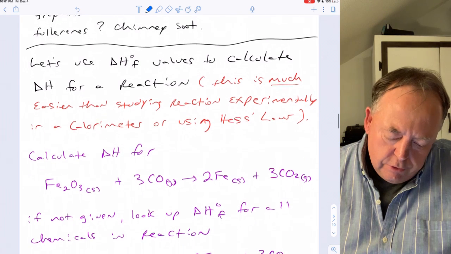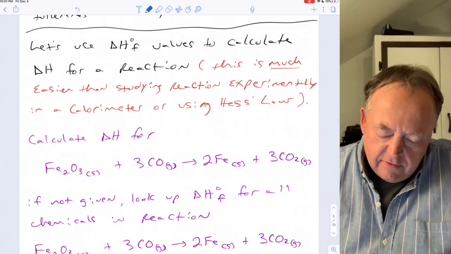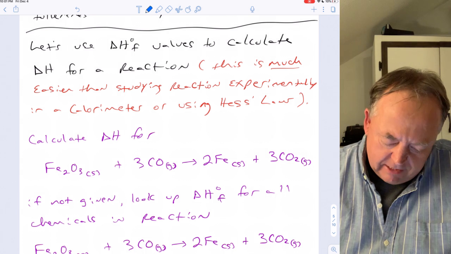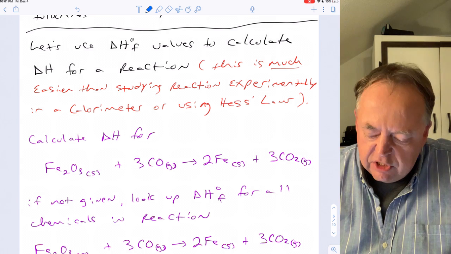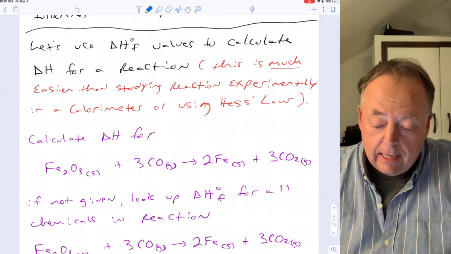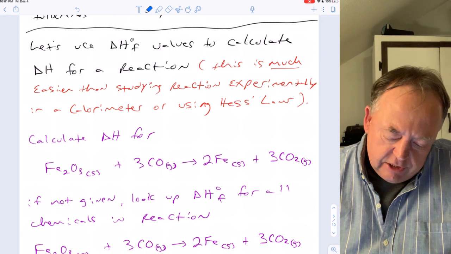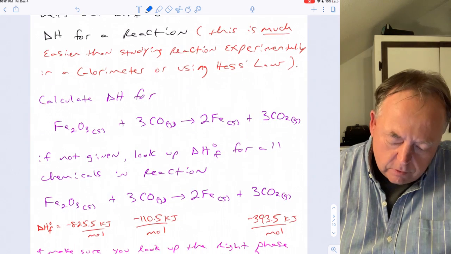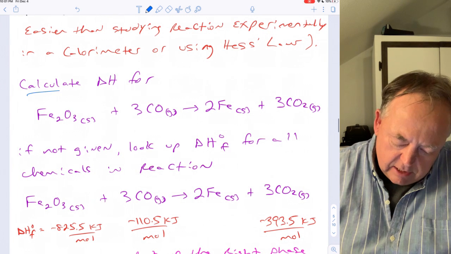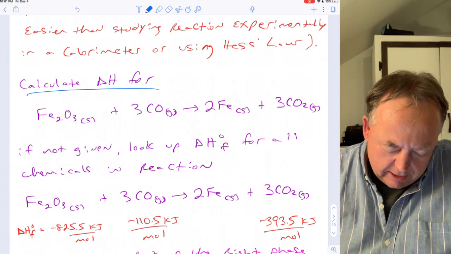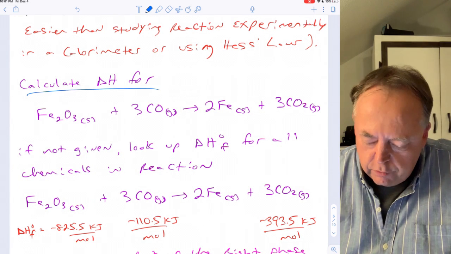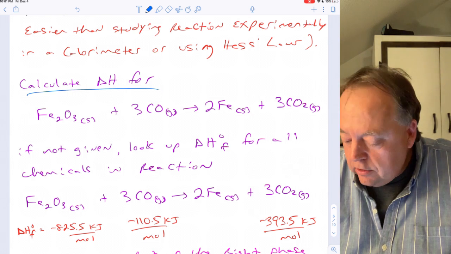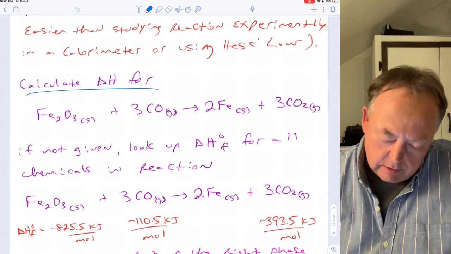Okay, so let's use these delta H formation values to calculate delta H for a reaction. This is much simpler to do than studying a reaction experimentally in a calorimeter, and it's a much easier process than using Hess's law. These are very simple calculations. So let's calculate delta H for this reaction: Fe2O3 solid plus 3 carbon monoxide gas to make 2 Fe, iron solid, and 3 moles of CO2 gas.